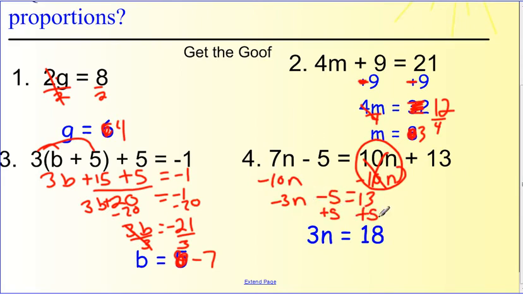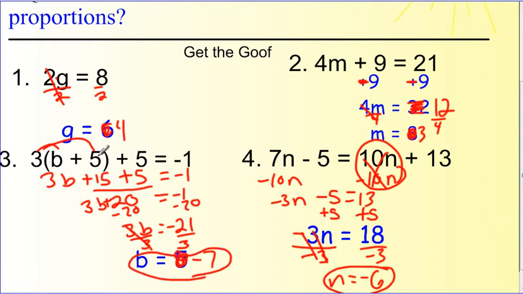And let's see how correct I was up to here. I should have a negative 3n equals 18. But this is not done. The variable is not by itself. So if I divide both sides by negative 3, I get n equals negative 6. Alright, so those were our get the goofs.